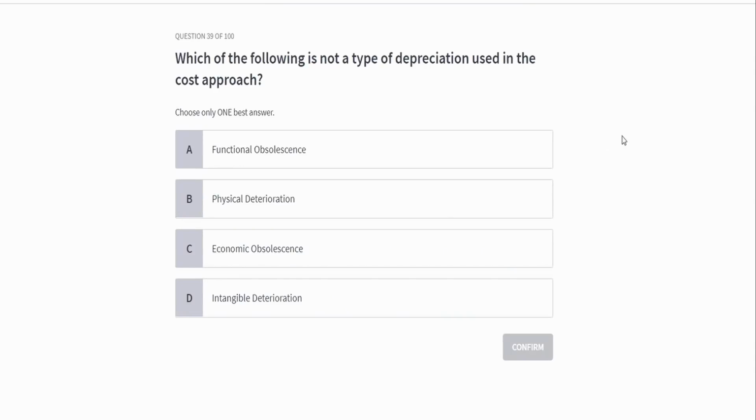All right, 39. Which of the following is not a type of depreciation used in the cost approach? Is it A, functional obsolescence, B, physical deterioration, C, economic obsolescence, or D, intangible deterioration? So, like always, here's some time for you guys to figure it out, starting now.